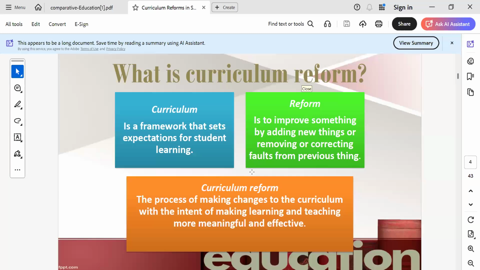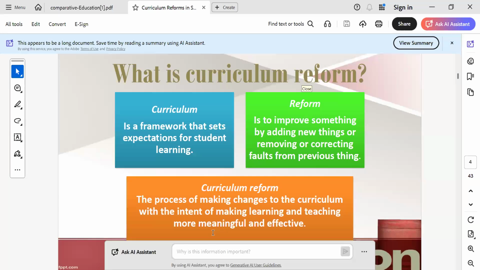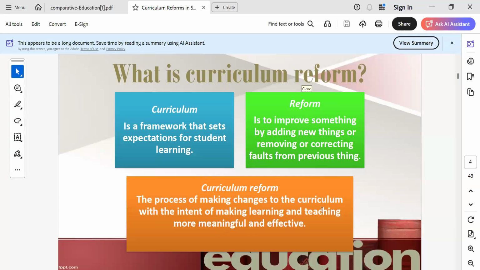What we are doing, right? Research is continuously taking place. The NIE, the National Institute of Education, and the NEC are doing research on this, and according to the findings they are improving, adding, removing, correcting, right? That is what is called reform. So if we combine it together, curriculum reform is the process of making changes to the curriculum with the intent of making learning and teaching more meaningful and effective. So reform means we are going to make some changes in a positive way.